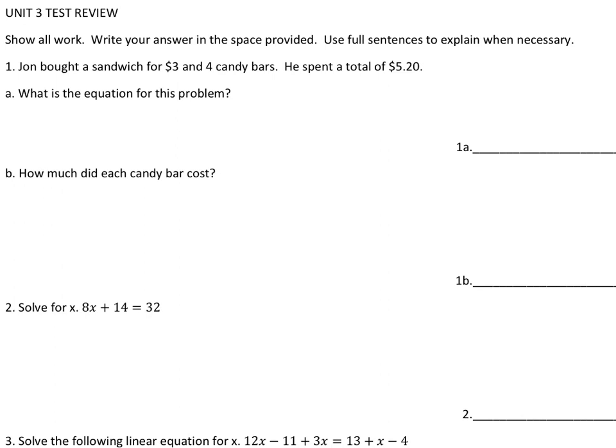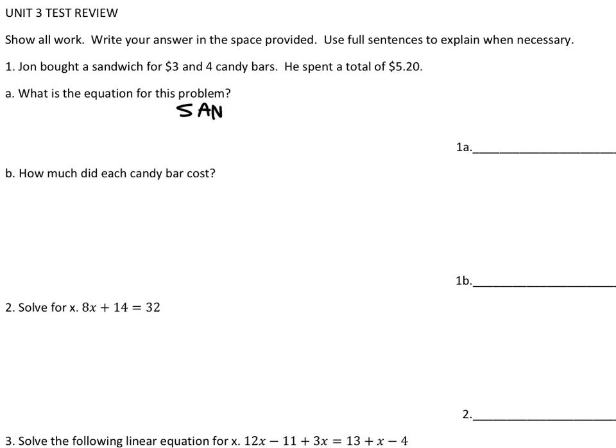John bought a sandwich for $3 and 4 candy bars. He spent a total of $5.20. What is the equation for this problem? All right, the equation has to do with the two things that he bought, which would have been the candy bars and the sandwich. So, start this off, right?